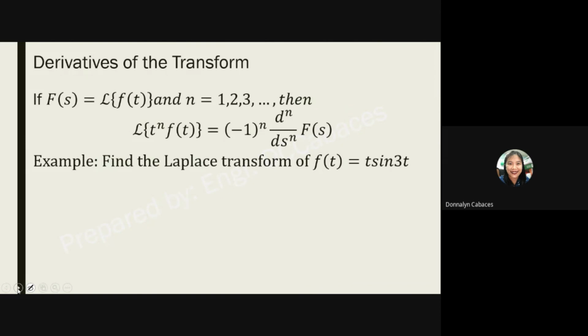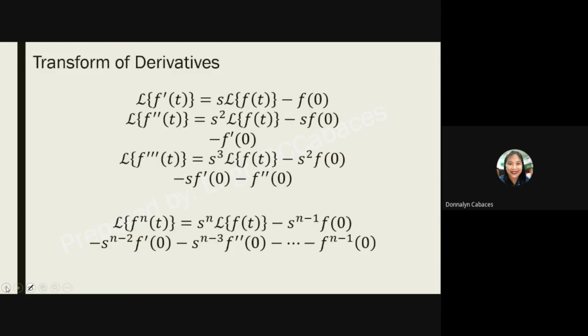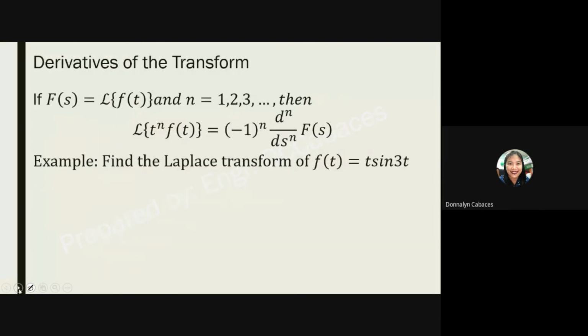Then the next property is derivatives of the transform. Take note, the previous topic is transform of derivatives. And here is the derivatives of the transform. In some other textbooks or references about Laplace transform, this is also called the multiplication of powers of t, but what is involved also is the derivative. That if f of s is equal to the Laplace of f of t, and n equals 1, 2, 3, then the Laplace of t to the n times f of t is equal to negative 1 to the n derivative of f of s with respect to s.